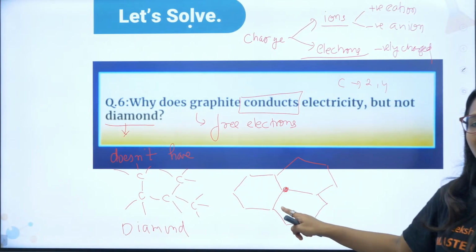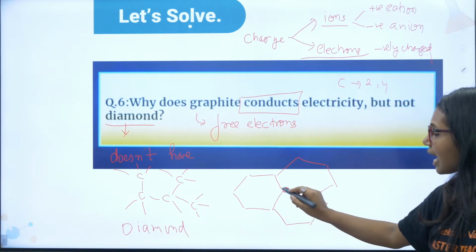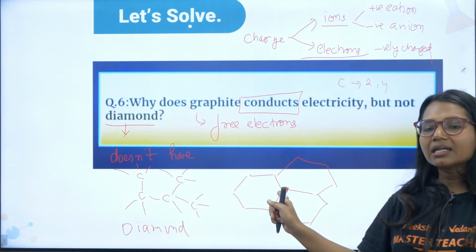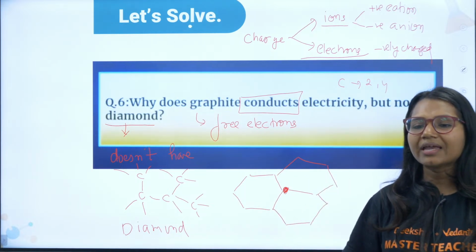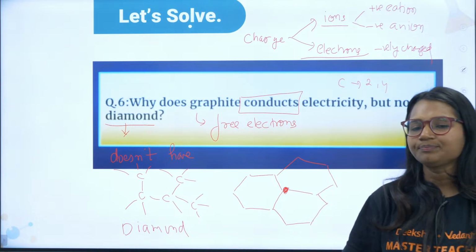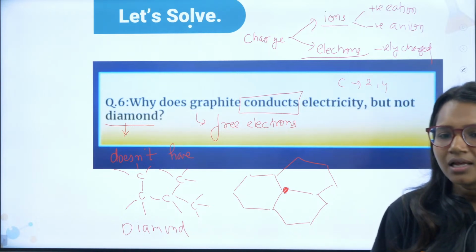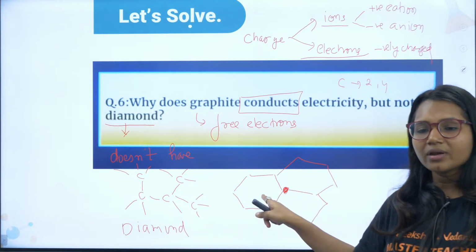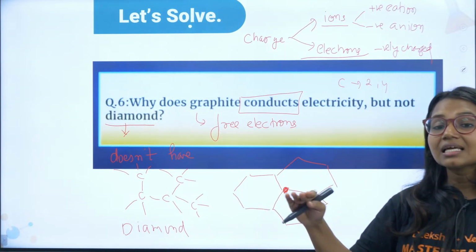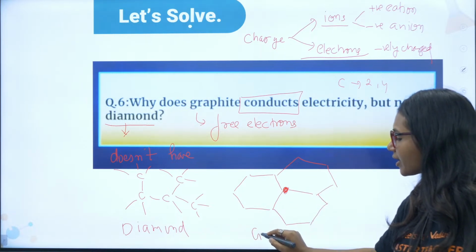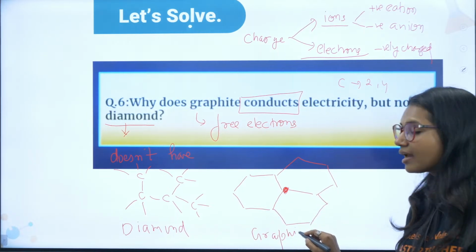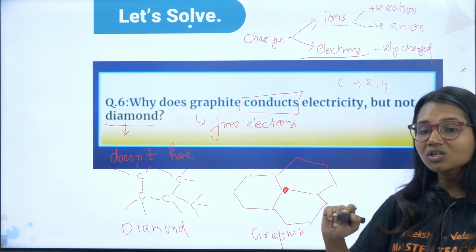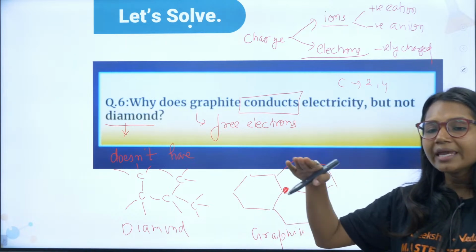Can you guys tell me, here in graphite, this carbon atom is forming how many bonds? Quickly. I want the answer, then I will move forward. Yes. Tell me, how many bonds is this graphite carbon forming here? Graphite has the layer structure. This is the structure of graphite. Okay. And diamond has the cage-like, 3D structure. You know this. This is the 2D.